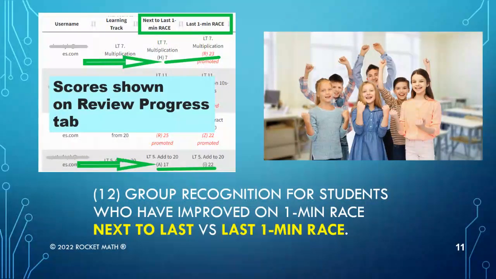Number 12 is group recognition for students who have improved on their 1-minute race. You can see the last 2 races on tab A, Review Progress, if you scroll down to the individual student section. There's a score for the last 1-minute race and the next to last 1-minute race. Anyone who went up should be recognized and take a bow or a cheer also. That's the whole point of Rocket Math, so you can remember math facts instantly.